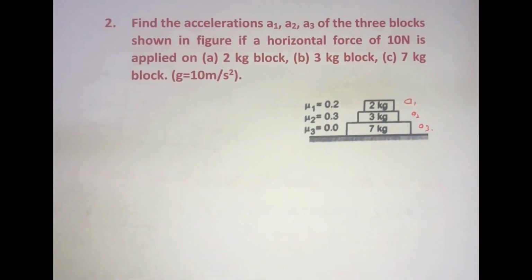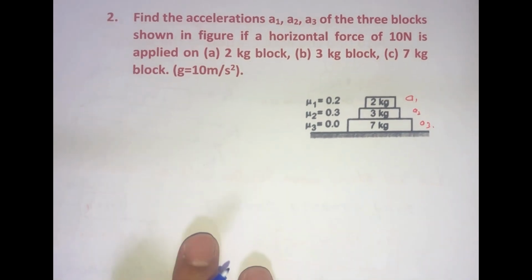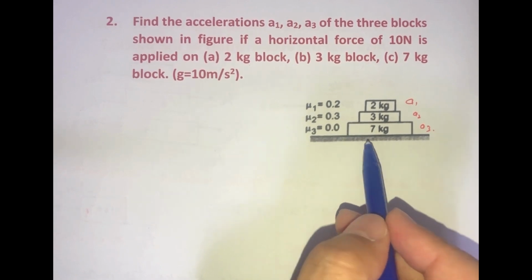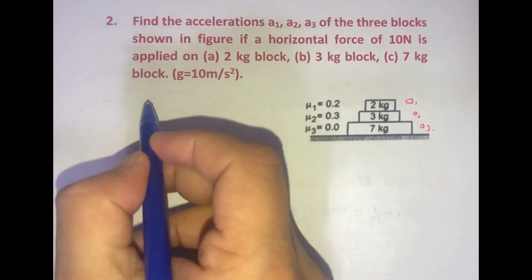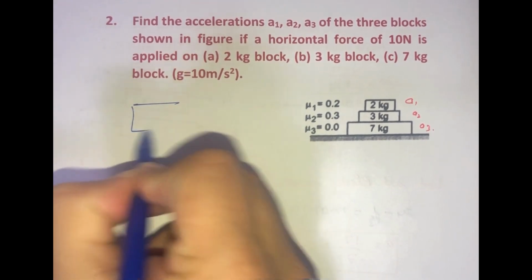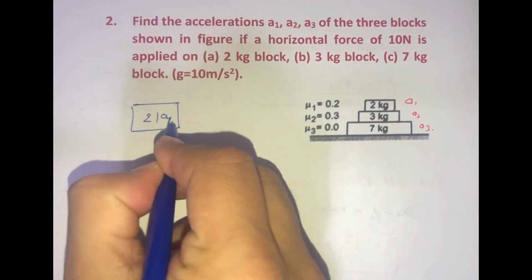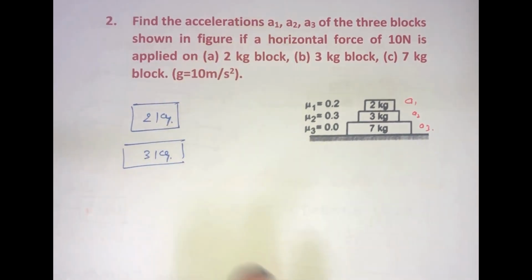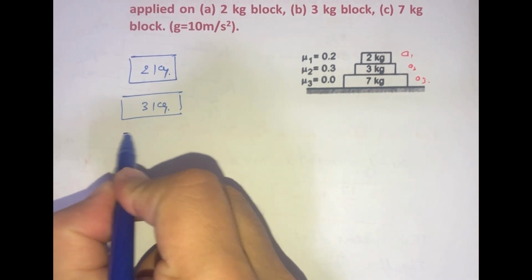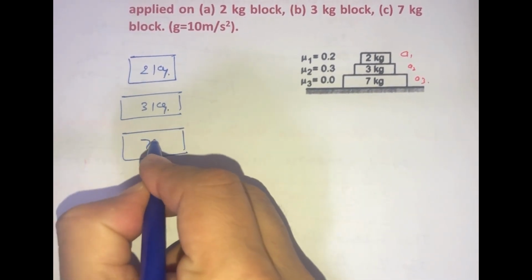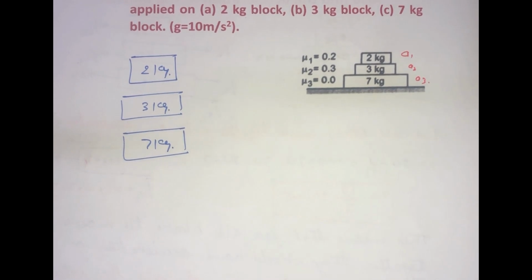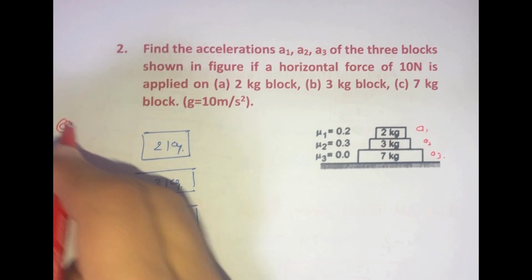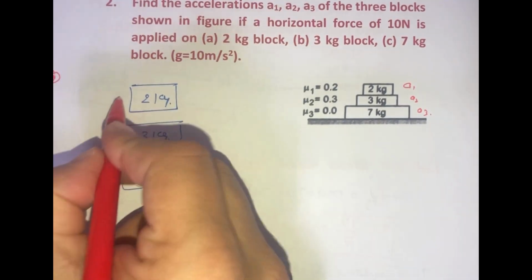So let us draw the various forces which will be acting on it. We can say that this is our 2 kg, and this is our 3 kg, and finally we have our 7 kg. And in A part it is asked that the force is being applied on the 2 kg block.